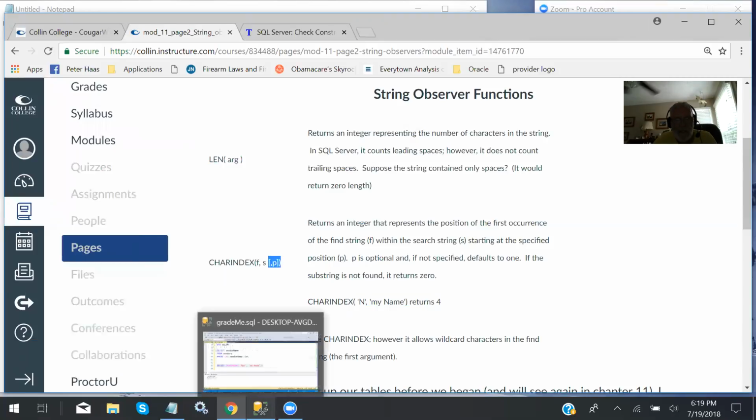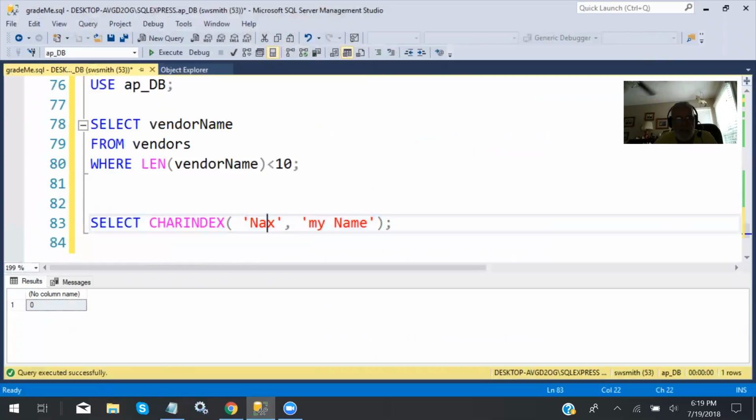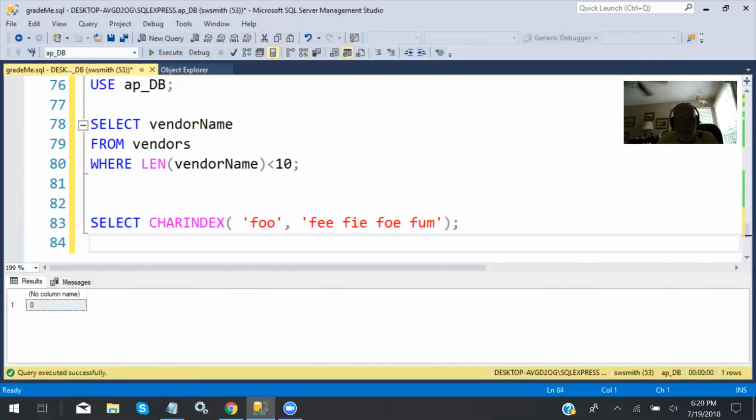So let's do a test on that. Char index. Let's find foo in fee fi fo fum. It should not find foo in that search string because it is simply not there. So it will return a 0 that did not find it.